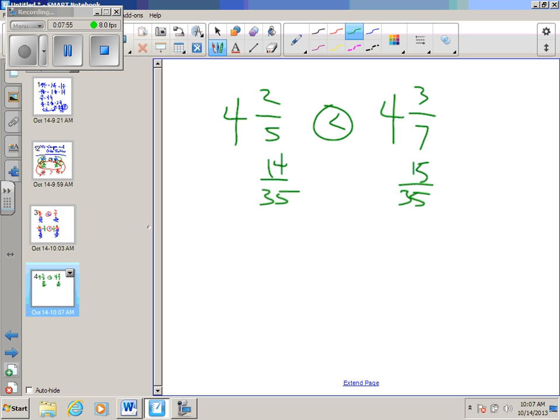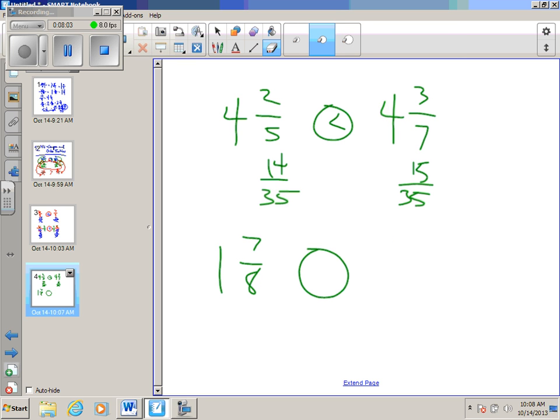But they will sometimes fool you. They'd have like a 1 7/8. How does that compare to a 2 and 1/9? And people go through all the trouble getting the denominators the same when it's totally unnecessary. Why? Because one's a 1 and one's a 2. The 2 is always going to be bigger than the 1 when it's the whole number, right? So make sure you're paying close attention to that.